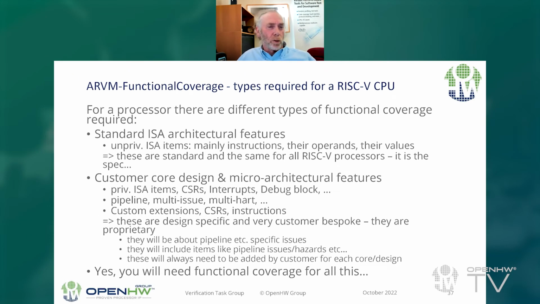Actually, one of the great things about RISC-V is that you can extend it with your own instructions and register state and everything. These become very customer specific and proprietary because they're related to the microarchitecture. And you need functional coverage for all of this. You need to measure all of this to know how much of the design your tests have actually stimulated.